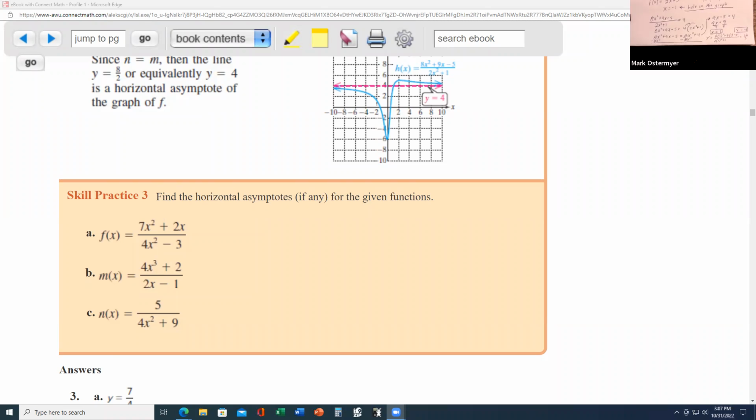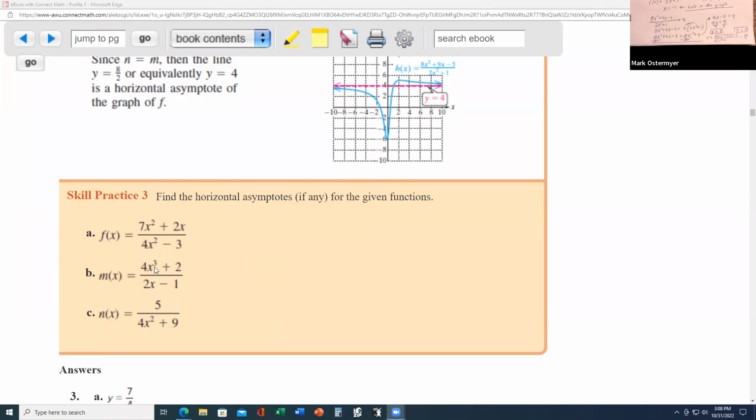All right, for A, notice the degrees of both the numerator and denominator are the same. They're both second degree polynomials. Therefore, the equation of your horizontal asymptote would be y equal to the ratio of the leading coefficients. So y would be equal to 7/4. It would be that horizontal line, y equals 7/4. That would be your horizontal asymptote.